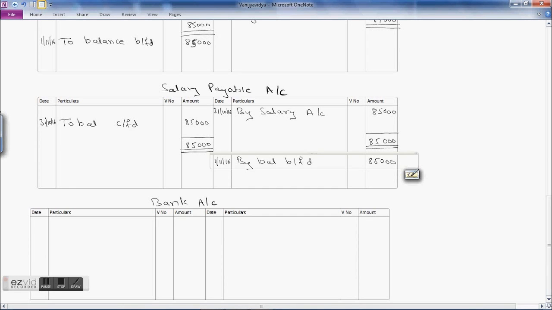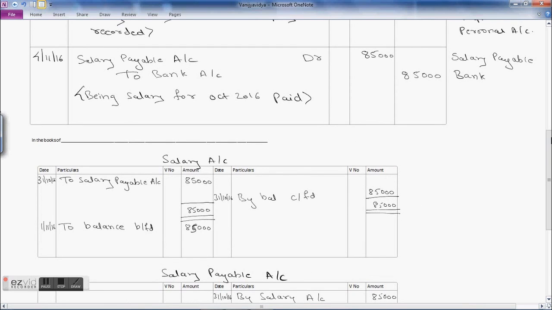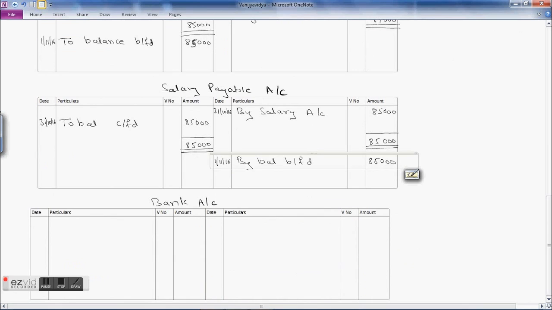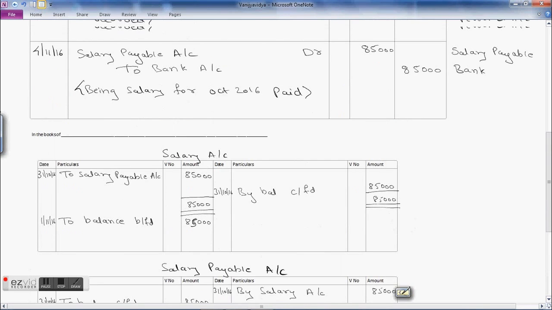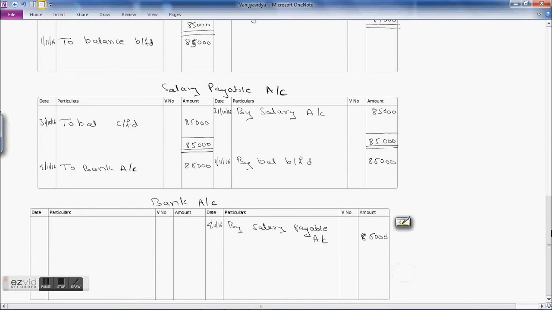Okay, so on 4th November, what is the entry? Salary payable account debit to bank account. So salary payable account is debited. So 4th November 2016 to bank account 85,000. In bank account, we'll be writing it on the credit side, 4/11/2016 by salary payable account 85,000. So this is how we pass an entry for outstanding salary and give this particular effect in all the ledger accounts. Okay.